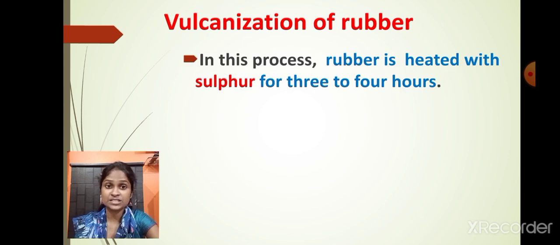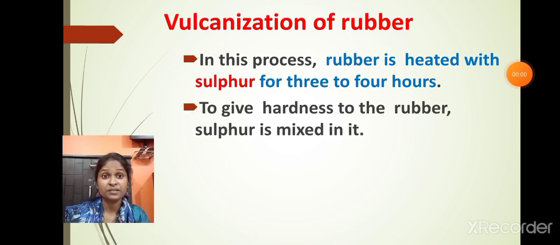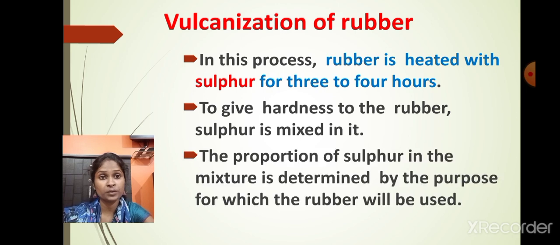What is vulcanization? The hardening process of the rubber, where we heat the rubber with sulfur, and we give hardness to the rubber by adding the sulfur to it. And we add the sulfur in different proportions to obtain different types of rubber depending upon the type of product which we want. So I hope, students, whatever we have learned today, you have understood very well.